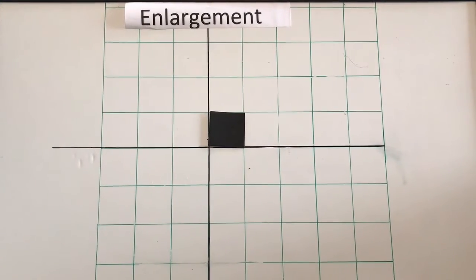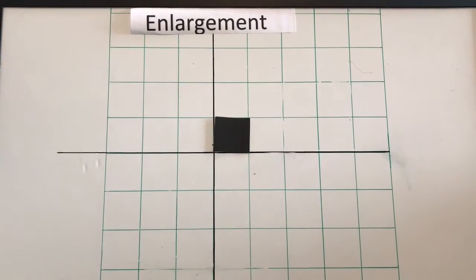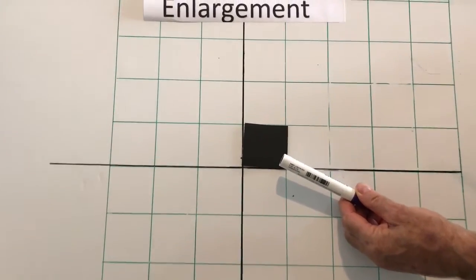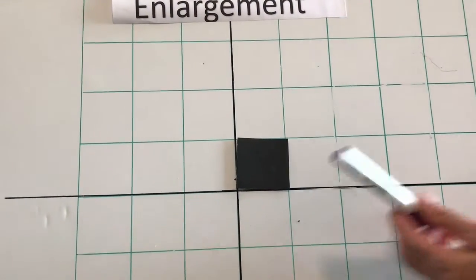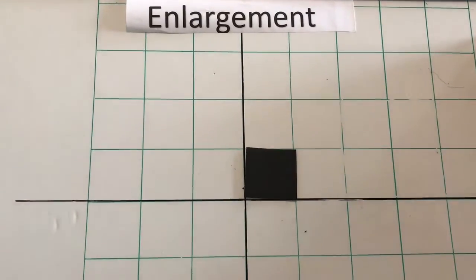In symmetry, we're learning about enlargement. Enlargement is making an object or a shape bigger. Here I have a square. If I was to make this square bigger, I would need to decide how big I was going to make it. Presently, it's on a scale of 1 to 1.